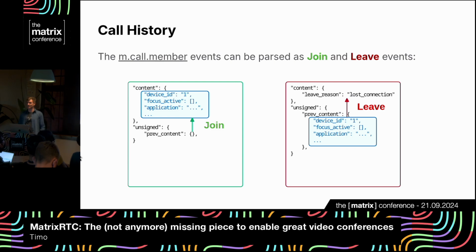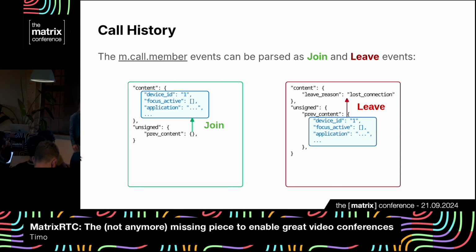That's of course also something that is neat, that you see when there was a call, with how many people, for how long. And we don't even need any additional data for this, because if we look at the call events, we of course also have the previous content for state events. So it's very easy for clients to distinguish between join and leave events. A join event is when previous content was empty, and now it has the fields I showed before for a call membership, and leave is the other way around.